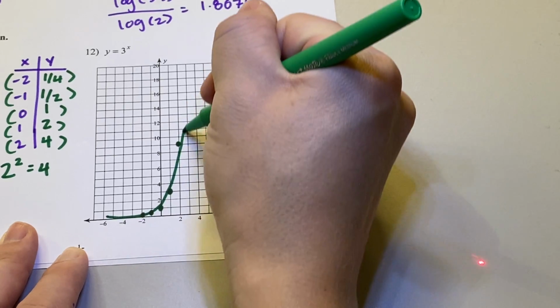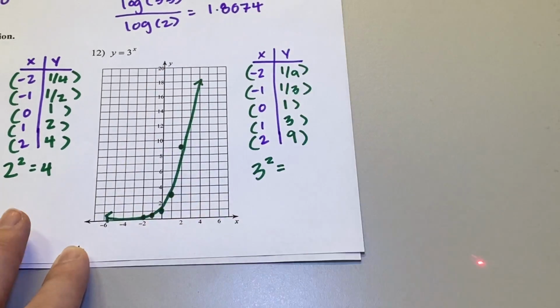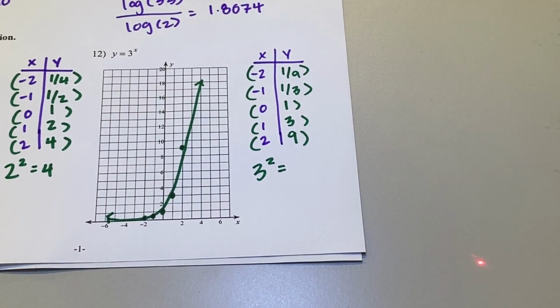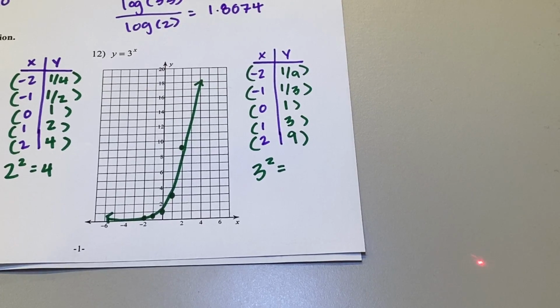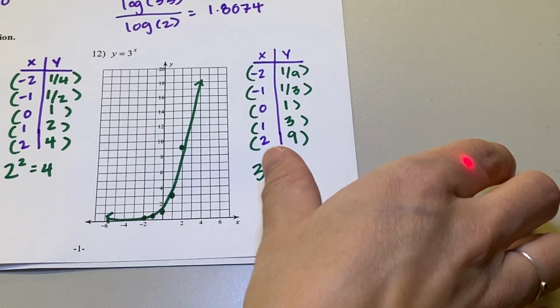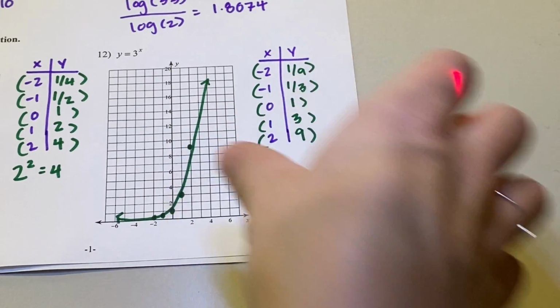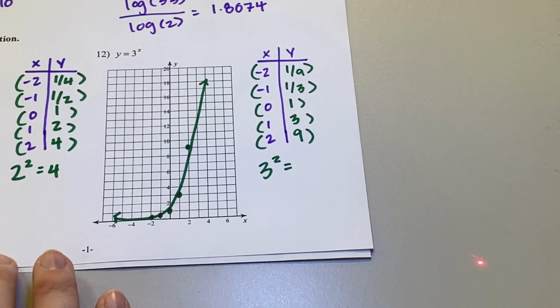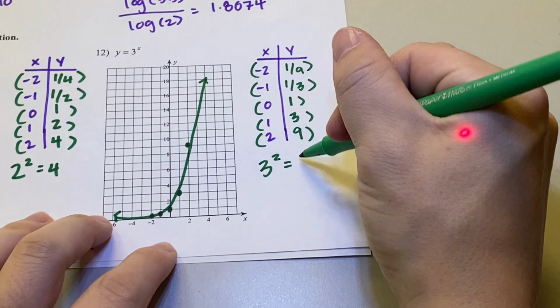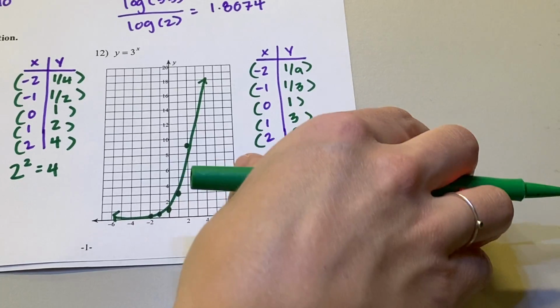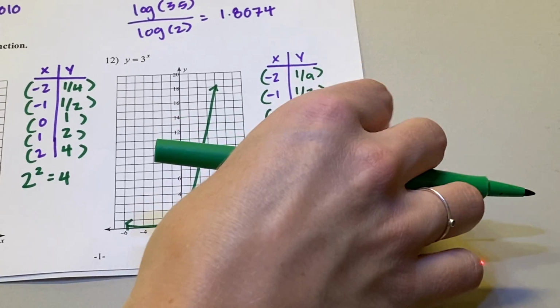Same shape because it's still an exponential. Still get that ski slope. Nice. Look at you guys graphing exponentials. It's tiring. Yes, it is. Oh, I didn't write 9 right there. Okay. Flip your page over.